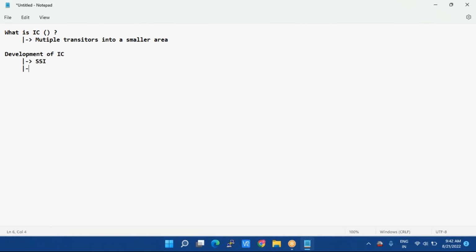SSI, MSI, LSI. Guys, is anyone trying to speak? Small scale integrated. Yeah. Where ICs are fabricated within 100 gates, like that, sir. Small scale, that means. Yes, that's correct.